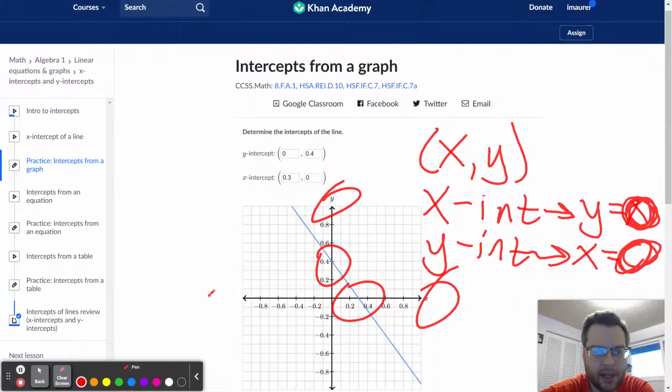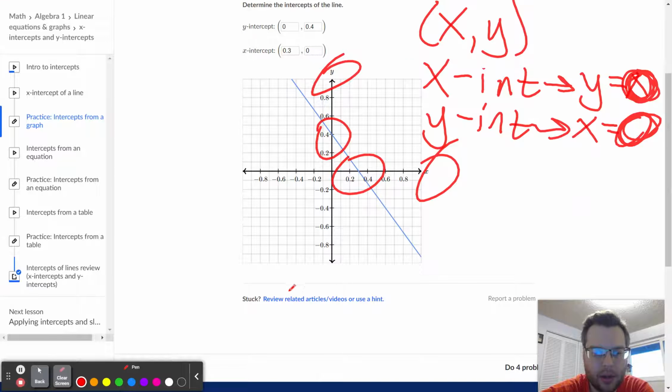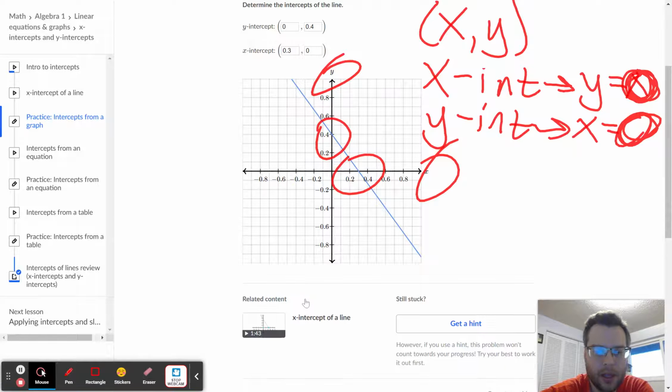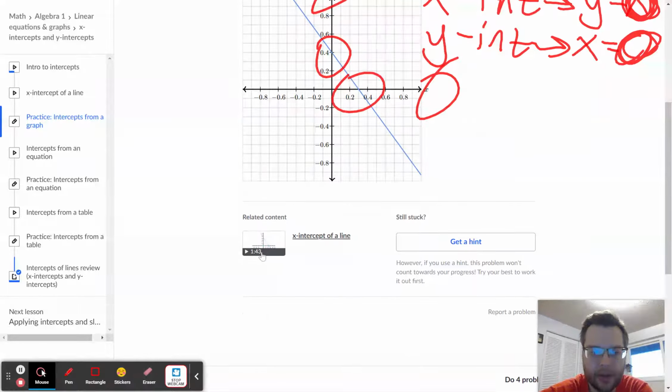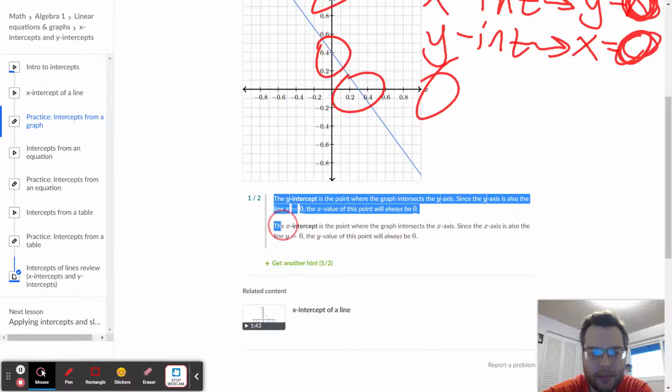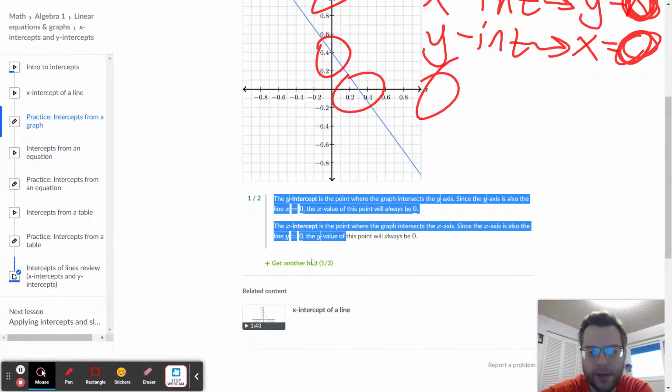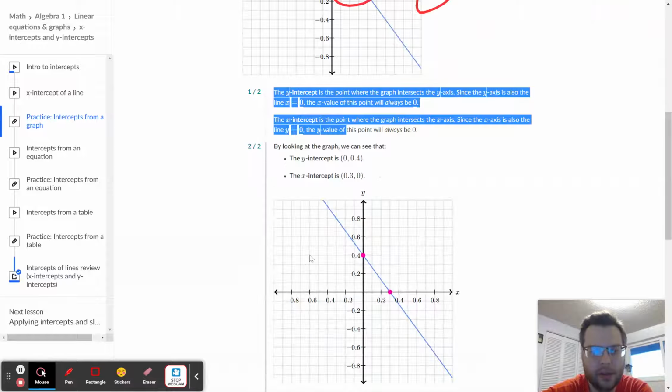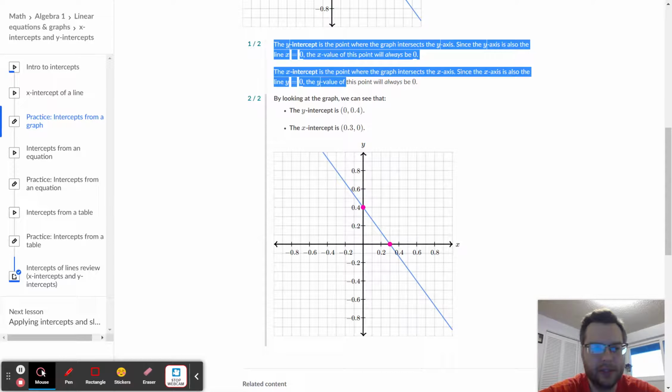If you get stuck on any of these problems, you can click right down here, and this will bring up a video you can watch, and you can click on Get a Hint. It tells you just about the same thing that I said. You can even get another hint right here, and it tells you where the answers are. So the hints are really useful if you're getting stuck.